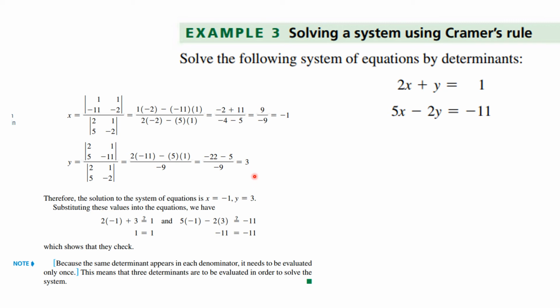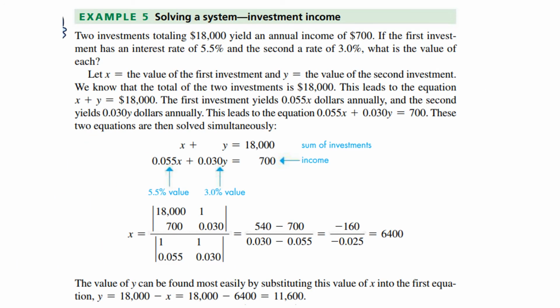And by the way, they make note down here that since the same denominator appears in each numerator, you only need to evaluate it once. So to solve this problem, you have to evaluate 3 determinants. Some students find this much easier than solving it otherwise.